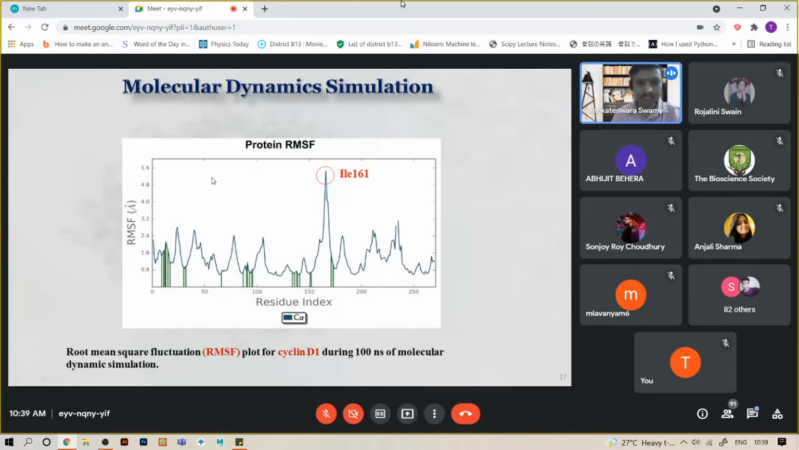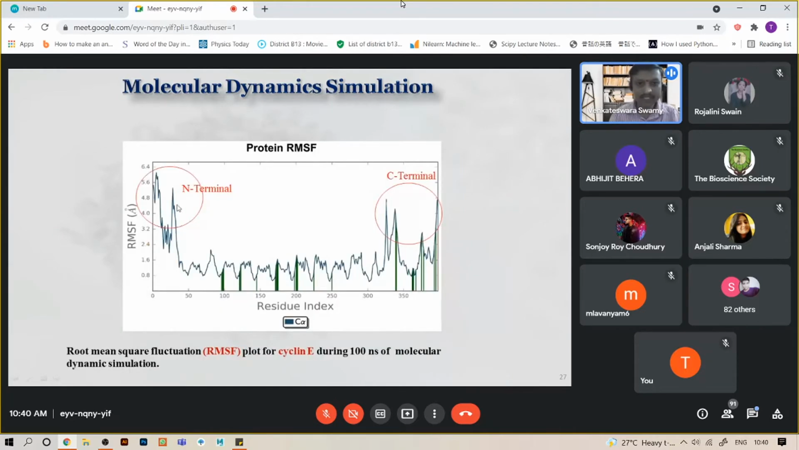When you see the simulations, we can see amino acid 161 has the maximum fluctuation. It means that it is trying to interact with the compound for the maximum time and is able to stabilize this newly designed molecule in the cyclin D1 molecule. So here we can see the maximum fluctuations over a 100 nanoseconds duration.